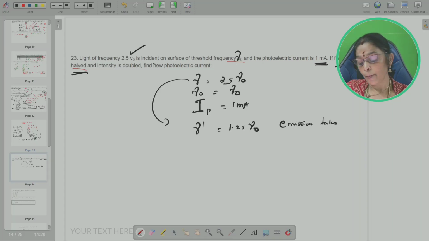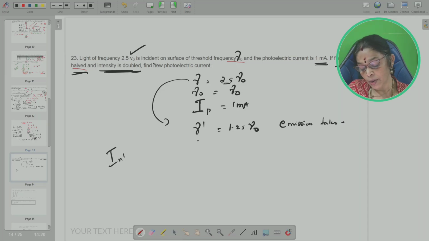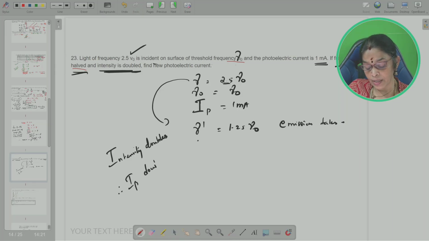Emission takes place, but intensity is doubled. Photocurrent doesn't change with this frequency. But what is doubled here? Intensity is doubled. So when intensity is doubled, photocurrent also doubles. Hence IP doubles. Do you get it, children? Because intensity varies, photocurrent varies. So when intensity doubles, photocurrent doubles. That's all. But frequency, increase or decrease, is in no way connected with the photocurrent. Photoelectric emission takes place here because the ratio is more than 1. Otherwise, if less than 1, it doesn't take place.